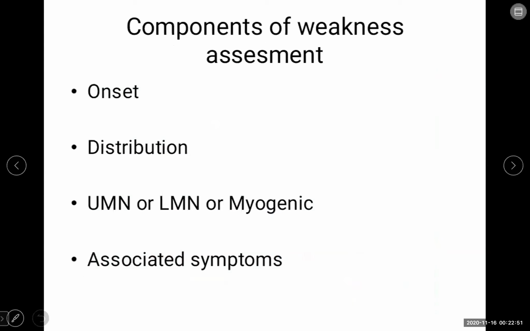Yeah, and this is the summary that I mentioned. You look at the onset of weakness, whether it's acute, subacute, or chronic. Then you check the distribution. Is it a hemiparesis, a monoparesis, a quadriparesis, or a paraparesis? Then you check whether there are UMN features, LMN features, or myogenic features. And finally, you check for symptoms that are associated with the weakness to give you the complete diagnosis.